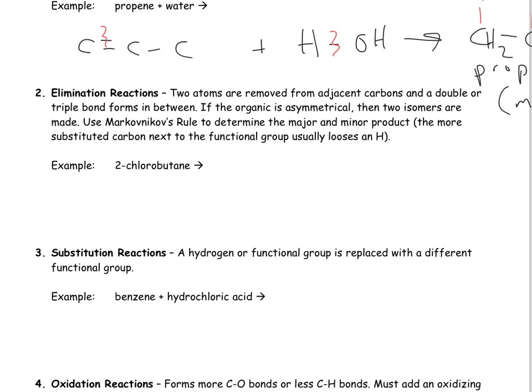The opposite reaction is called an elimination reaction. Remember, this is where we have two atoms that are removed from an organic from adjacent carbons next to each other, and we're going to form a double or a triple C to C bond. We also have the complication of making two isomer products when our organic is asymmetrical to start with. We can also use Markovnikov's rule to figure out which one is the major and the minor product. Here's an example with elimination of 2-chlorobutane.